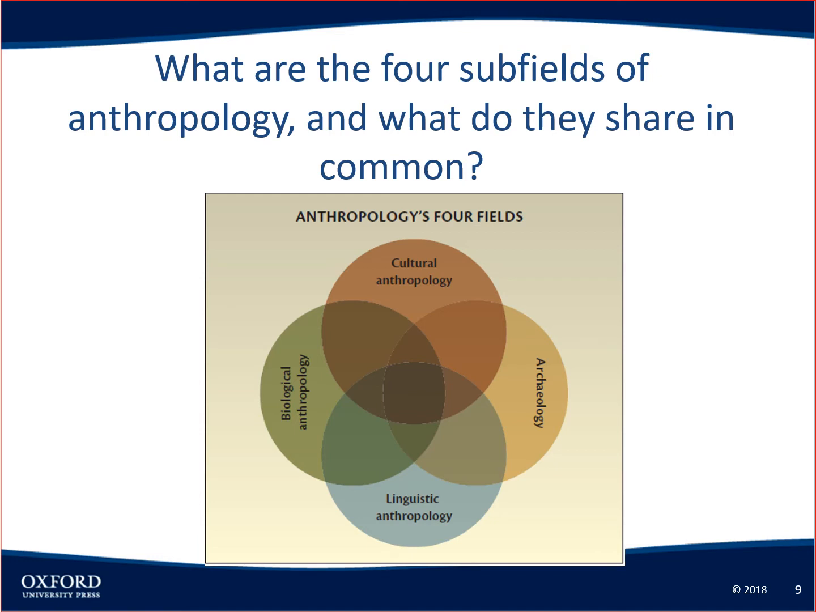So, what are the four subfields of anthropology and what do they share in common? We have cultural anthropology, archaeology, linguistic anthropology, and biological anthropology. The four fields. Kind of an important thing to know what those four fields are. Hint, hint, you might see it on a test. You'll definitely see it on at least a quiz.